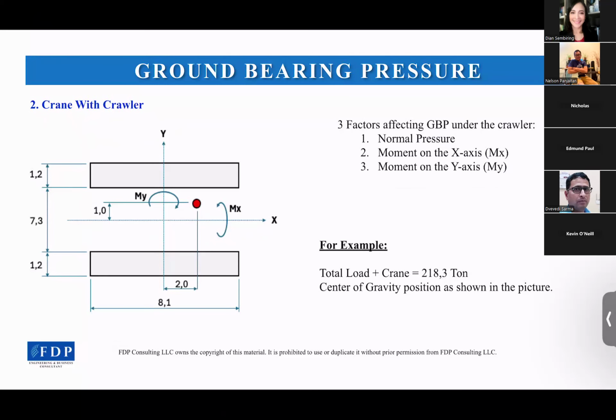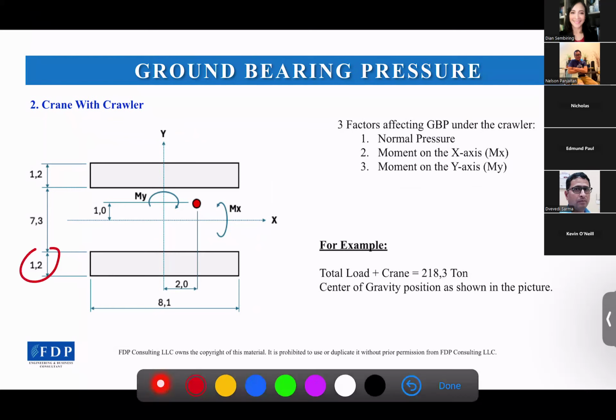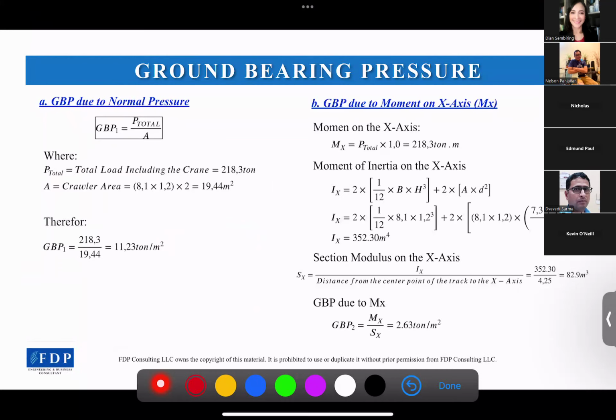For this, we could simply divide the total load by the total area of the tracks, which in this case is 1.2 times 8.1 times 2, because we have two tracks. Then we get the total area for the tracks is 19.44 square meters. Then we divide the total load by the area. We get 11.23 ton per square meter for the normal ground bearing pressure.